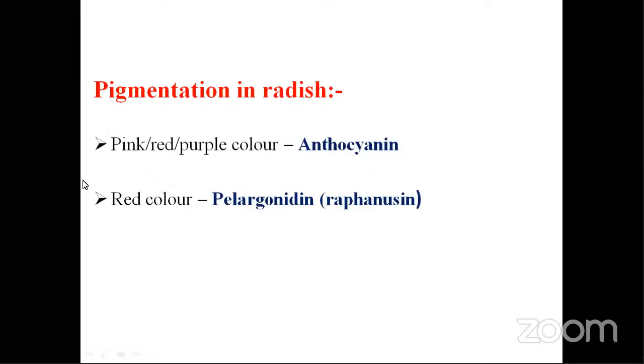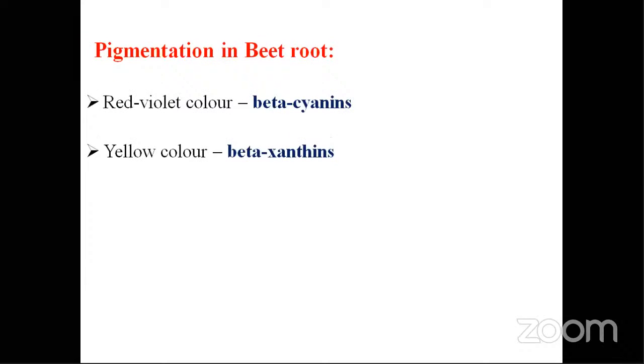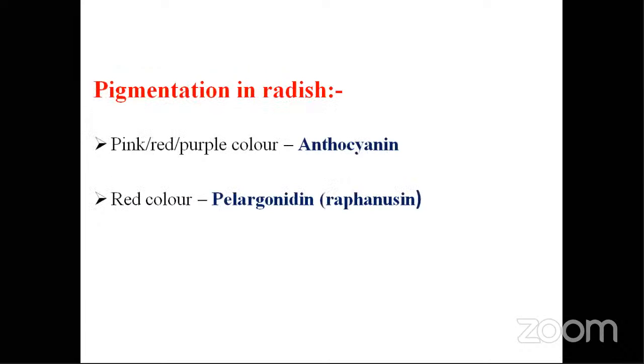Next, pigments in radish. For pink, red, and purple, the red color is not the typical lycopene; it is pelargonidin or raphanusin. So remember this: the red color of radish is due to pelargonidin or raphanusin. The other colors, that is pink, red, and purple, are due to anthocyanin. Here red means pelargonidin, and you are also saying anthocyanin. It is just a tinge of purplish, not the typical red, but a purplish red.